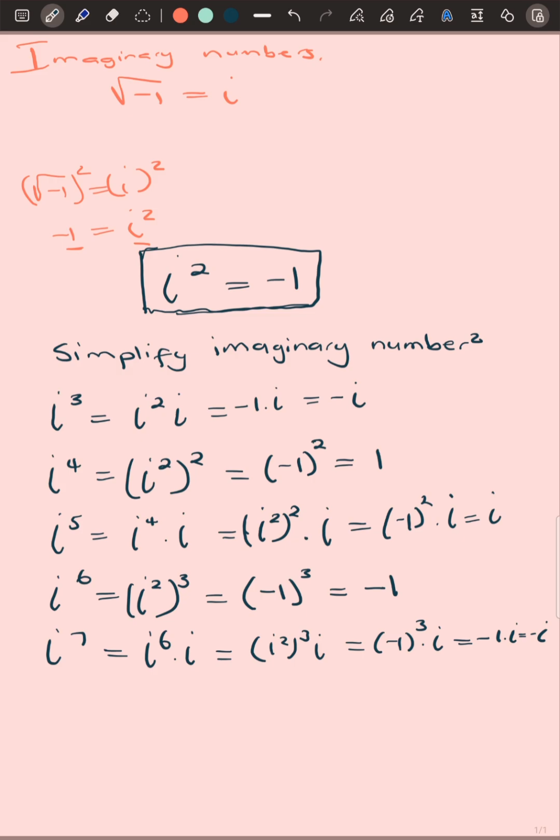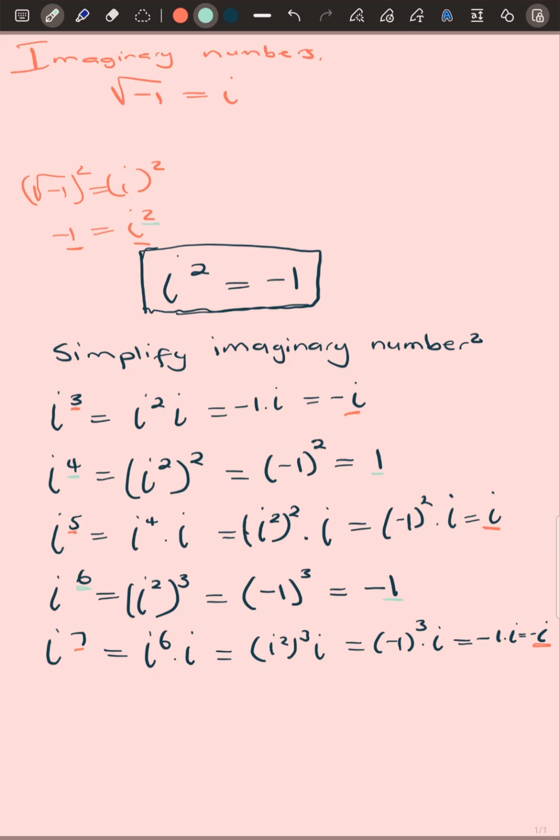All right, so what we see is that if the exponent of my imaginary number is odd, I end up with either an i or a negative i. But if my exponents are even, I end up with a real number, either positive or negative 1.